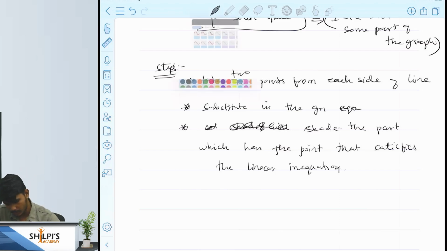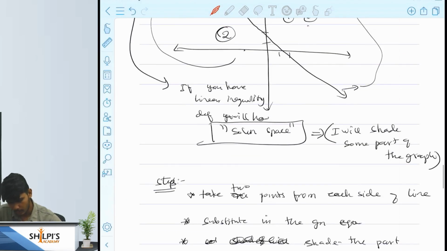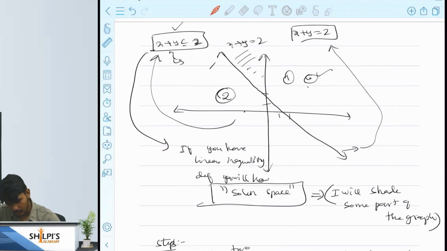So na enna pannanum, I want to take 2 points from each side. So I am going to take, most of the time choose the point that will be on the axis. Okay va? It will be very very easy to substitute, and also you can take those points very easily. If I take this point na, I want to confirm this point will not be on that line அப்படினா நான் consider பண்ணணும். But if you take the points on the axis na, it will be very easy to take from each of the sides. So அதனால if I take this point na, what will be the point? This is 1, this is 2.